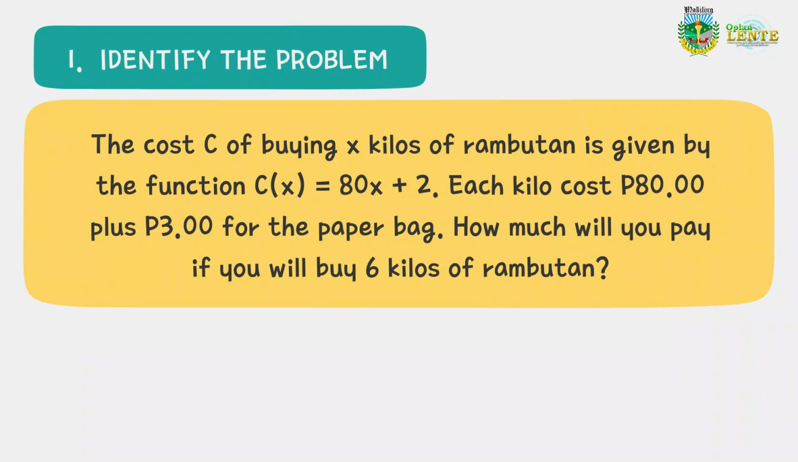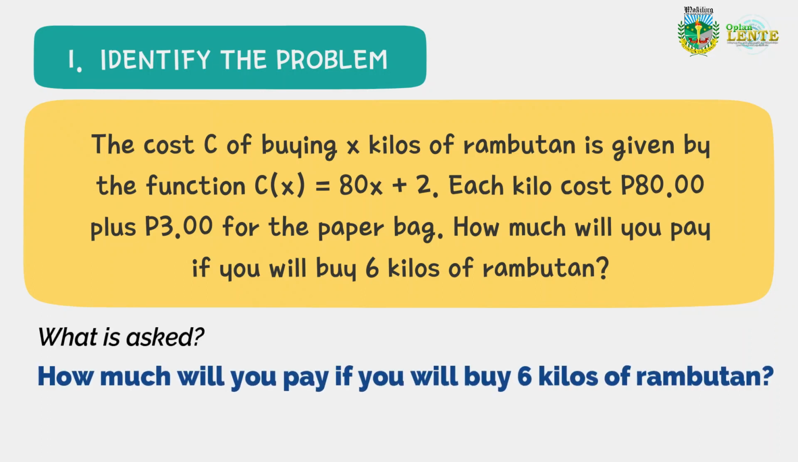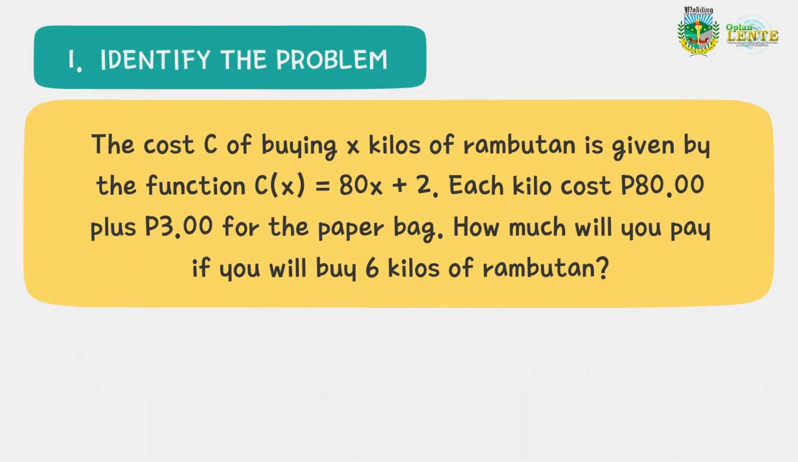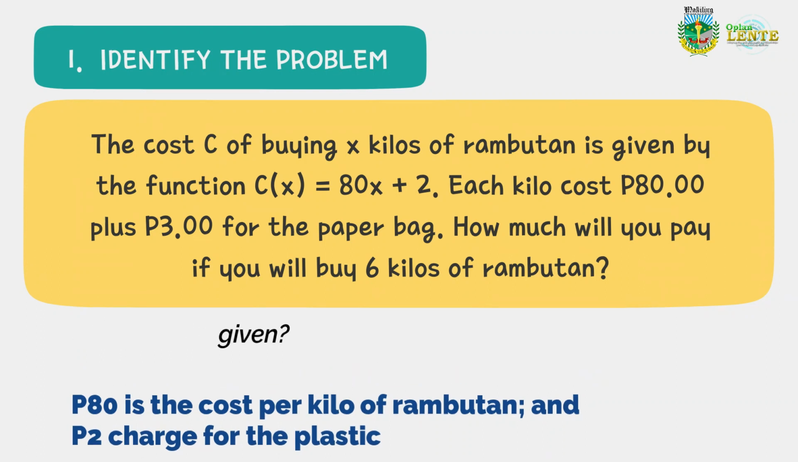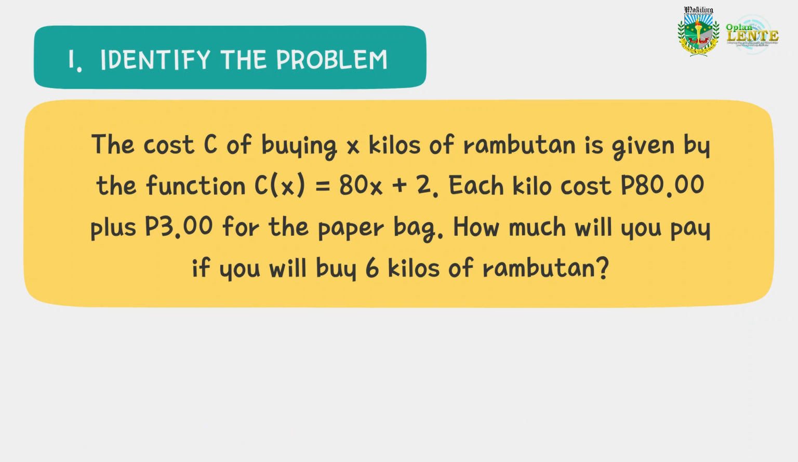So, step 1. Identify the problem. You read the problem more than once. What is asked? How much will you pay if you will buy 6 kilos of rambutan? What are the given? Let x be the number of kilos to be bought. 80 pesos is the cost per kilo of rambutan and 2 pesos charge for the plastic. So, we are done with the first step.